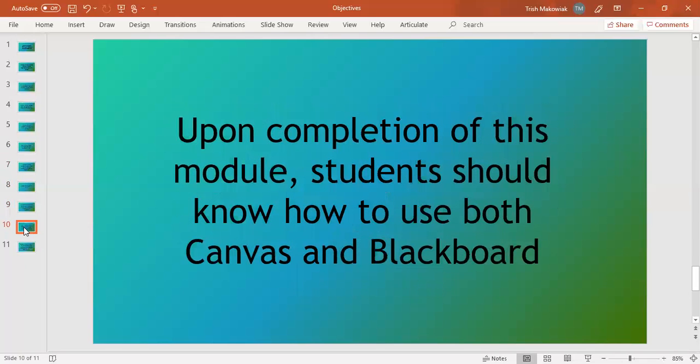Upon completion of this module, students should know how to use both Canvas and Blackboard. No. Not quite. What is wrong with it? It's too broad. How are you going to measure knowing how? Yep, exactly. How would you rephrase it, or roughly rephrase it? It doesn't have to be perfect. I might say specifically, be able to post an assignment. Yep. Excellent. Anybody else want to add to that?